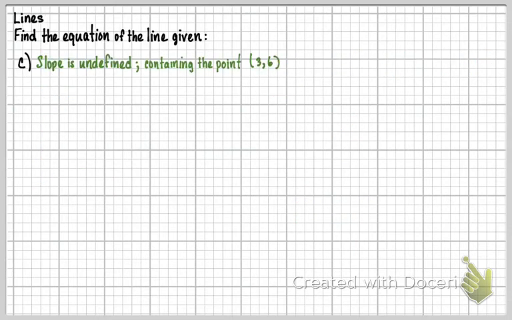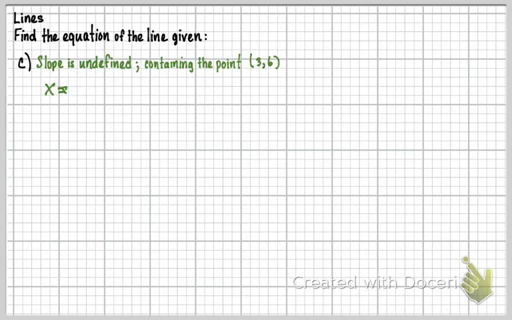This one says, find the equation of the line given the slope is undefined, containing the point (3, 6). So now this is another special line where my slope is undefined. So if my slope this way is 0, my slope undefined is going to be straight up and down. So it's what we call a vertical line. So anytime I see the characteristic where slope is undefined, that tells me right away I'm dealing with a vertical line. And I'm not going to use y equals mx plus b here. I just know that my x is going to equal some number. And that number is going to be a vertical line.